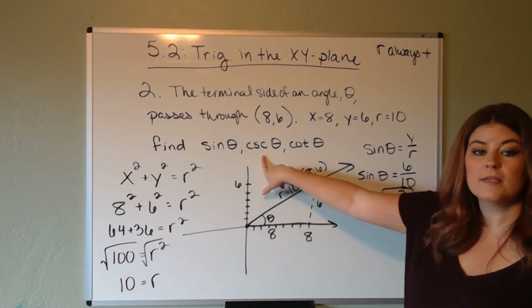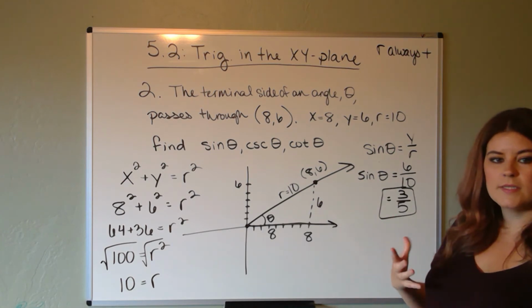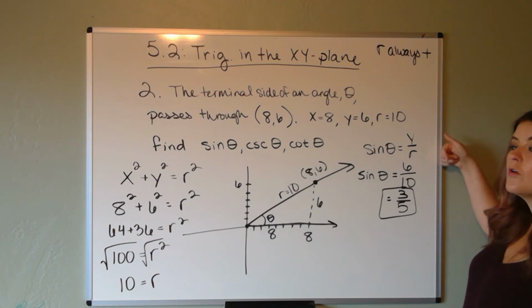What else? Cosecant. There's a couple ways we could go about this. We could say, ooh, cosecant, flip this, right? It's the reciprocal of sine. It's r over y.